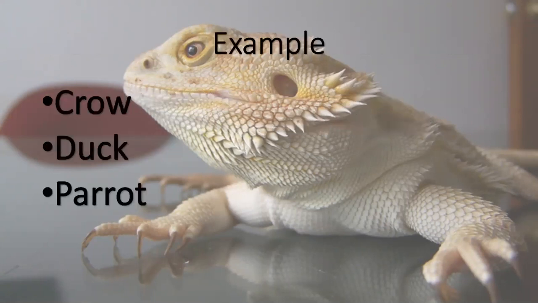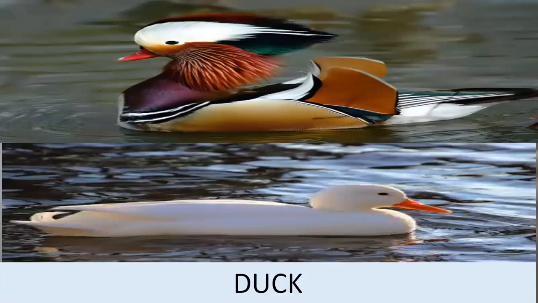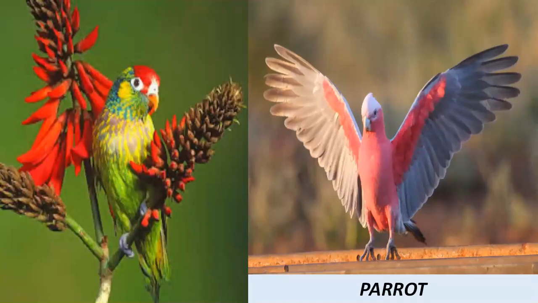Those organisms whose body temperature remains constant are warm-blooded. They are crow, duck, and parrot. Crow, their body temperature is constant. They are warm-blooded. Duck, their body temperature is constant and they are warm-blooded. Parrot, their body temperature is constant and they are warm-blooded.